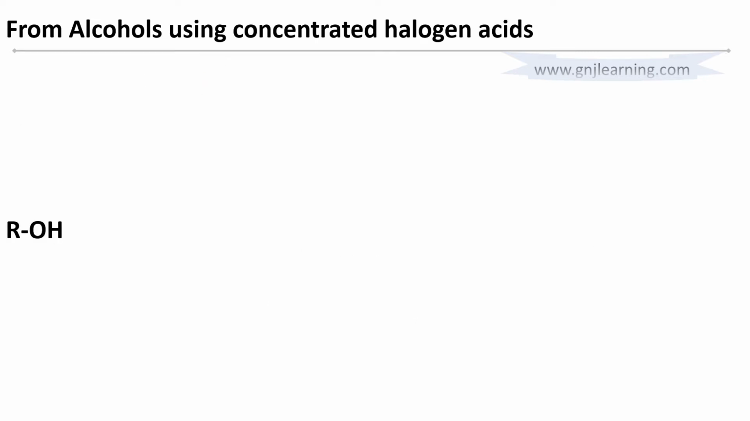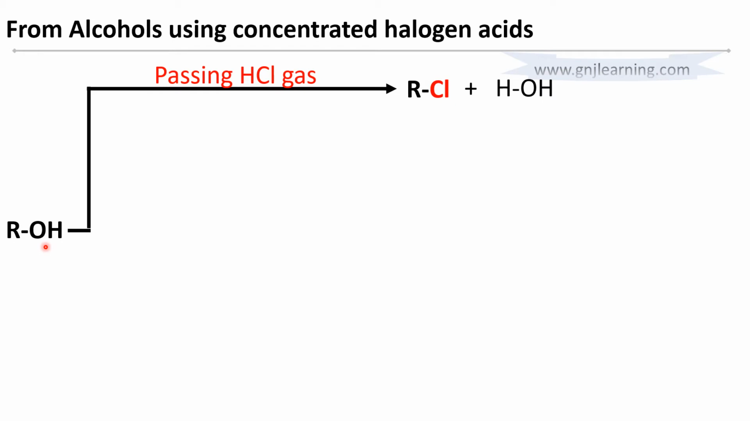So, from alcohols using concentrated halogen acids, how am I going to convert alcohols into haloalkanes? I have alcohol here. There are at least 5 or 6 ways to convert it, so let us see them one by one. In the first case, I am passing HCl gas through this alcohol. What happens? This H will take away OH. If H and OH combine, you will get H2O.